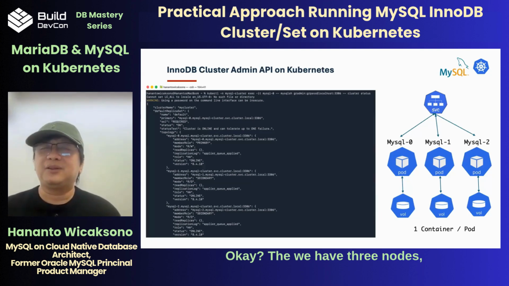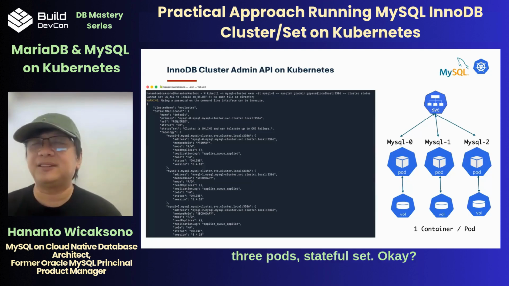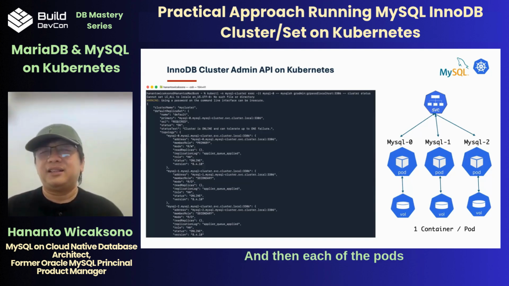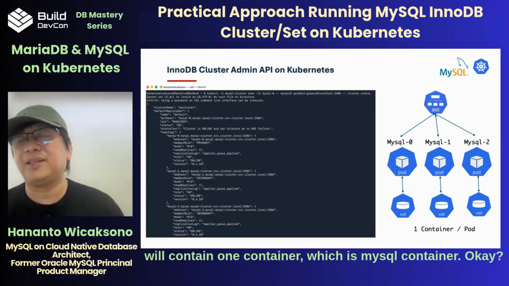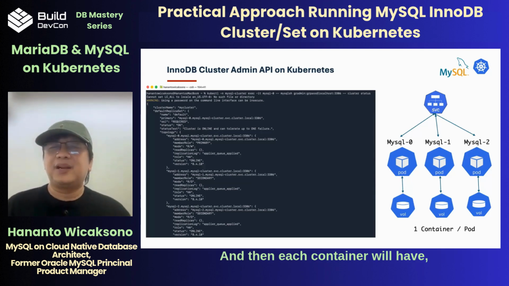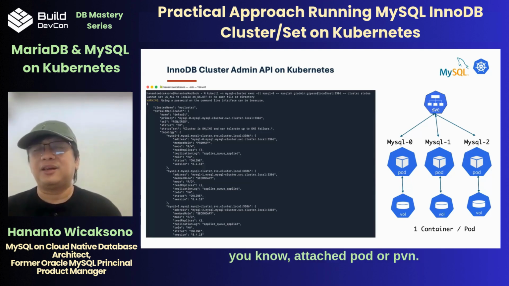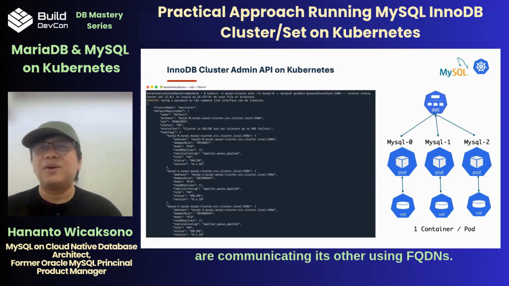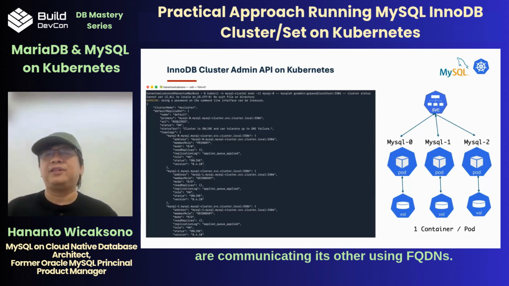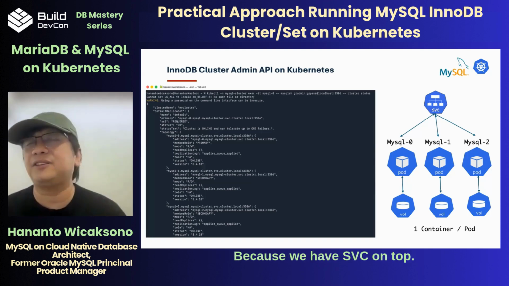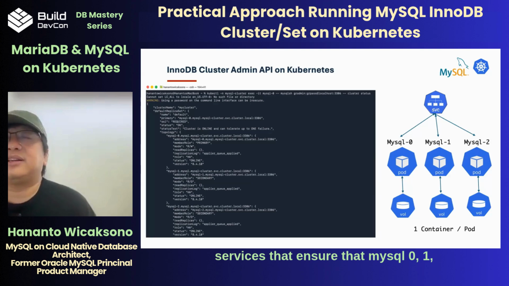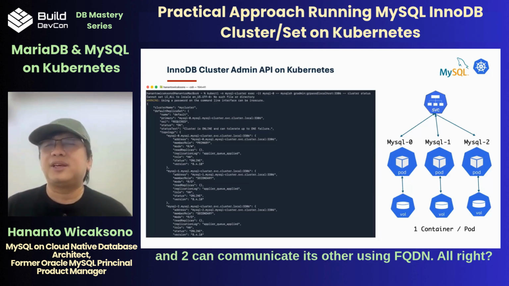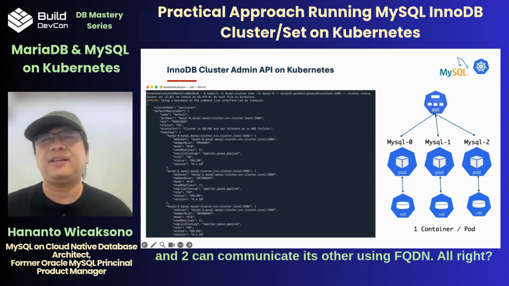We have three nodes, three pods, in a stateful set. Each of the pods contains one container, which is a MySQL container. Each container has a PV and PVC attached to it. And they communicate with each other using FQDNs, because we have a headless service on top that ensures MySQL 0, 1, and 2 can communicate with each other using FQDN.